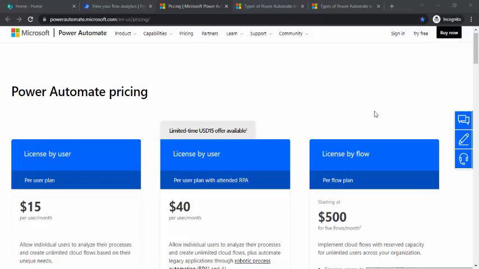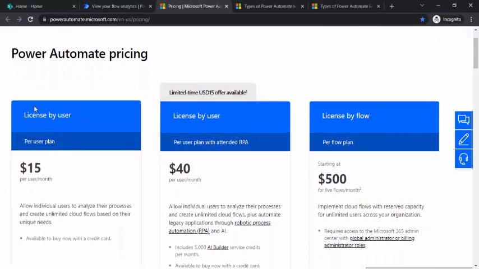So we are going to talk about the pricing in a simple developer's world, how you are going to pick the right license for your flows. So I am on the pricing page. I believe people have already taken a look at this Power Automate pricing.